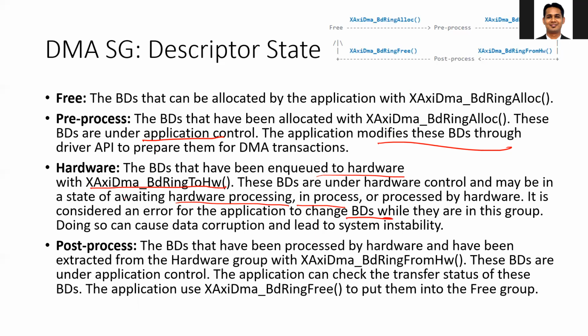After the hardware processes the BD, it goes into the post-process state. These are the BDs that have been processed by the hardware and then extracted from the hardware using the AXI DMA BD ring from hardware function. After you execute this function, the completed BDs go into the post-process state. These are now in the application control. The application can check the status of these BDs by using the status register. Then the application can make the BD free for some other transaction by using the corresponding BD ring free function.